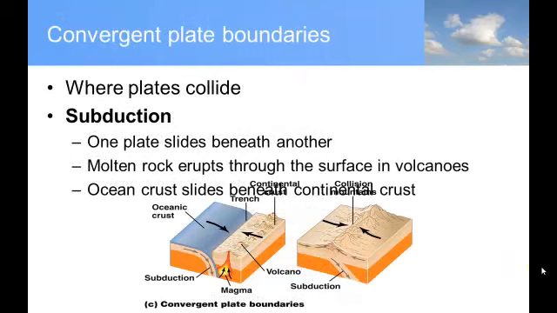And finally, we have the convergent plate boundaries. These are when plates are moving towards one another. What happens often is what's known as subduction, where one plate is sliding underneath the other. It is sliding down and disappearing back into the mantle. And as it does that, it often pushes magma up to the surface, and this magma erupts, forming chains of volcanic mountains or volcanic islands such as Japan or the Philippines.